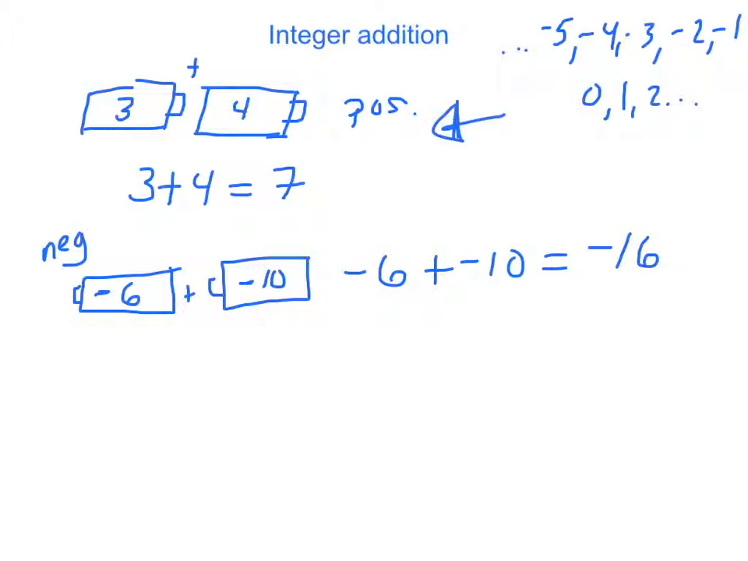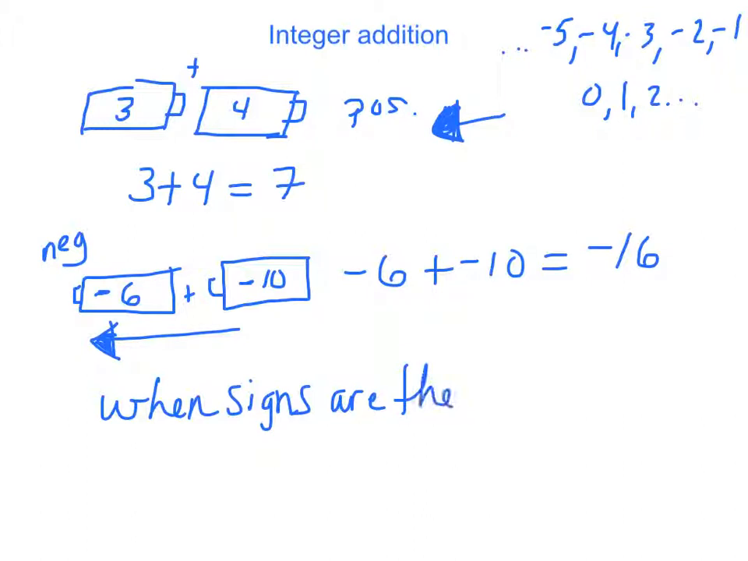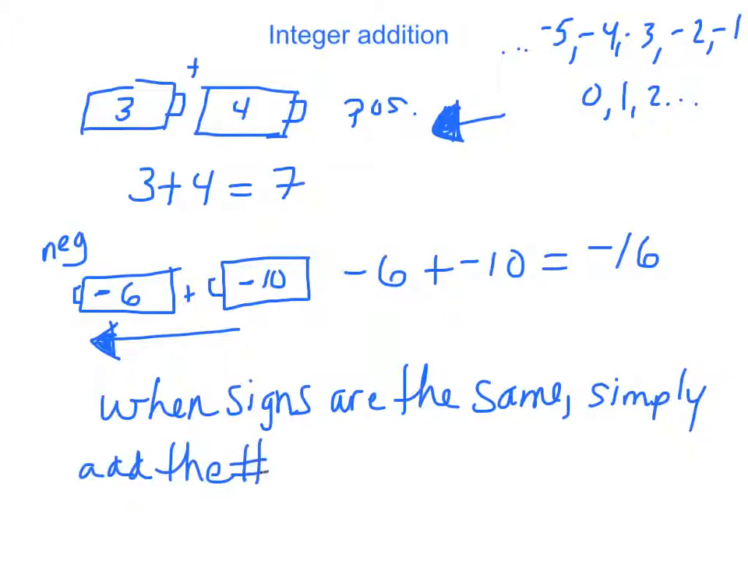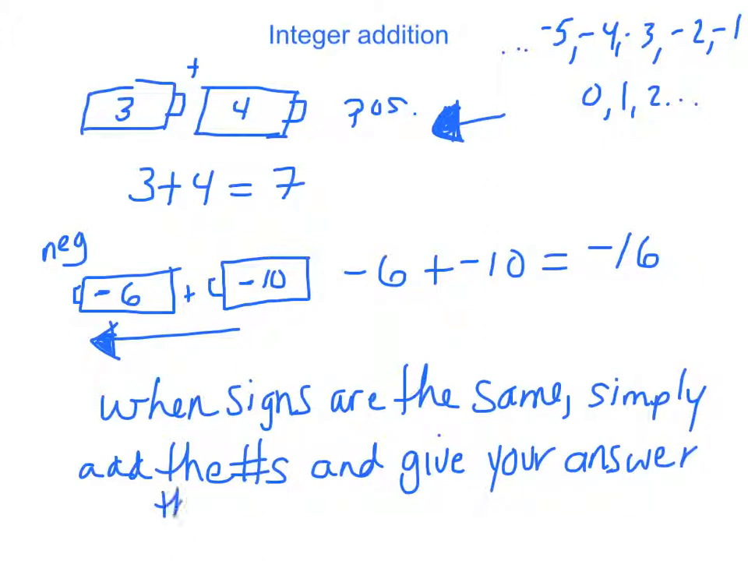Up here in this example, the charge is facing in a positive direction, combining their charges together for 7. Down here, the negative direction is just being combined. They're not fighting each other. That's just a -16. So when the signs are the same, simply add the numbers, and give your answer the same sign as the original numbers.